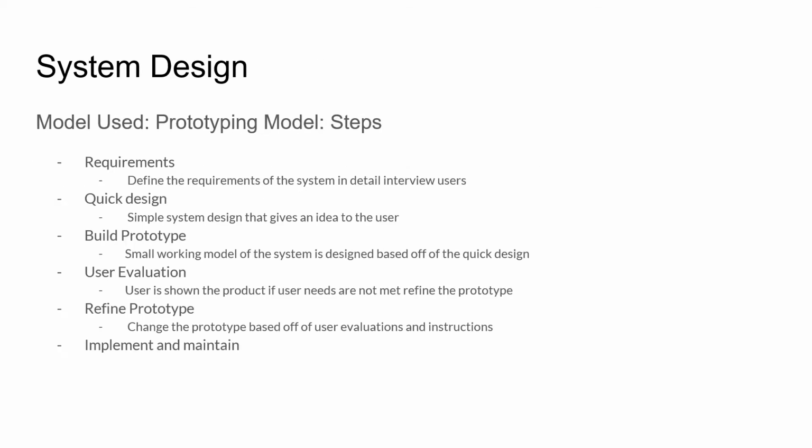In terms of system design, we did a prototyping model type of style where we identified our requirements. We did a quick design, built a prototype, and then we looked at it, and then we just redid that process until we got to a point where we could implement and maintain that.